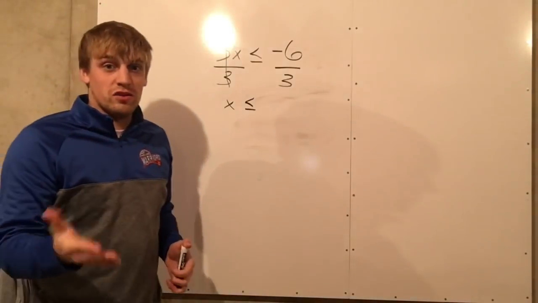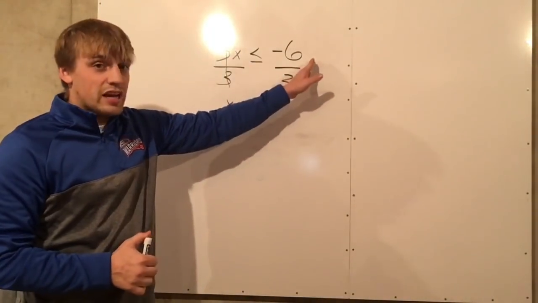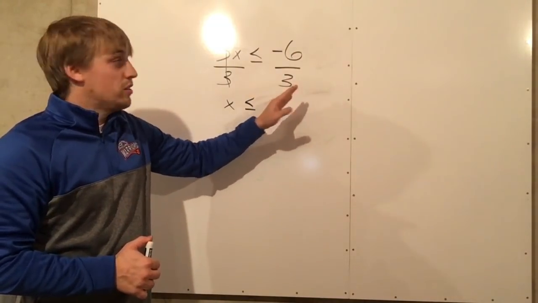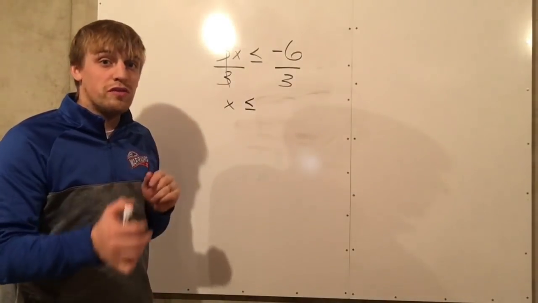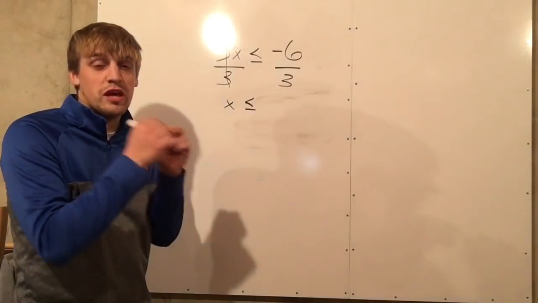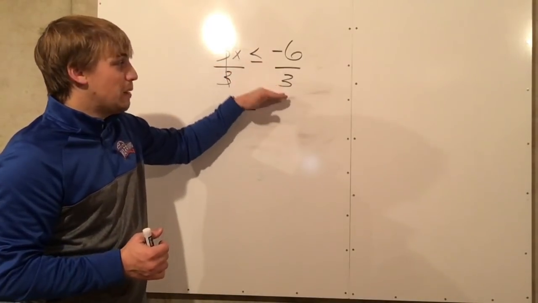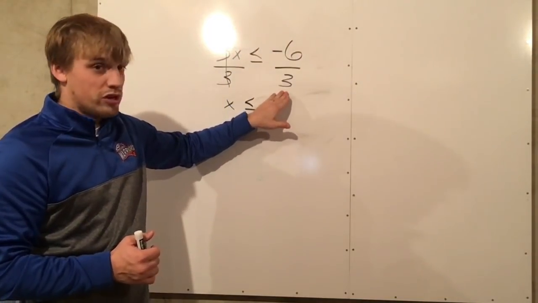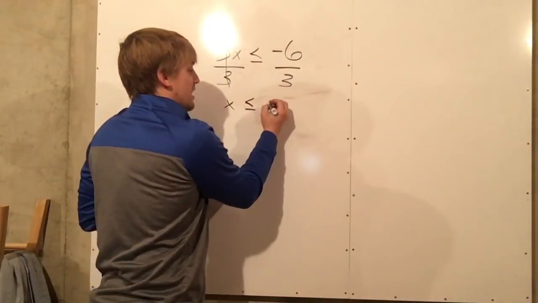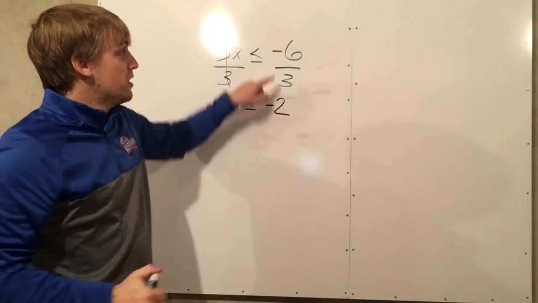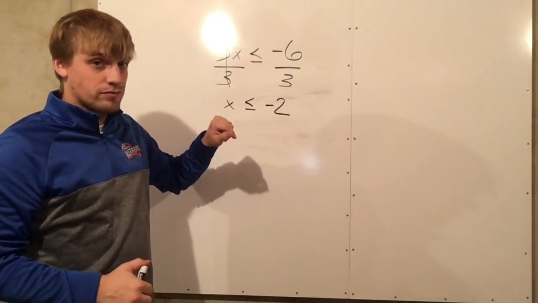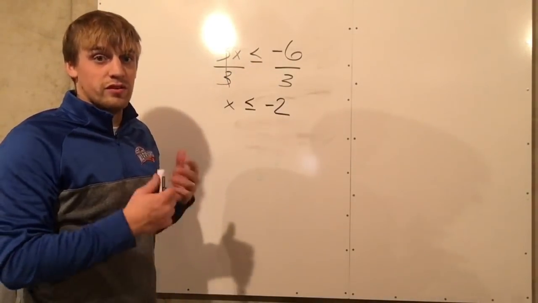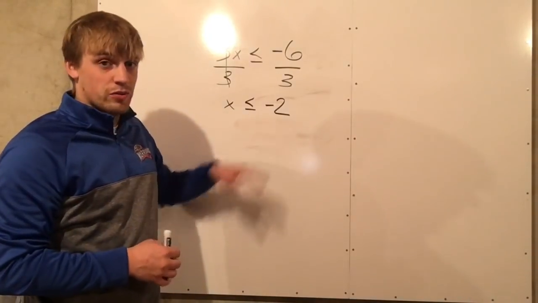Okay? Now this is where it gets a little confusing. There's a negative in here. -6 divided by 3. That doesn't mean that you have to flip the inequality. It's only if you divide by a negative or multiply by a negative. We're dividing by a positive number. -6 divided by 3 is -2, because 6 divided by 3 is 2. A negative divided by a positive is a negative. Okay? Signs are different, the answer is negative. So x is less than or equal to -2.